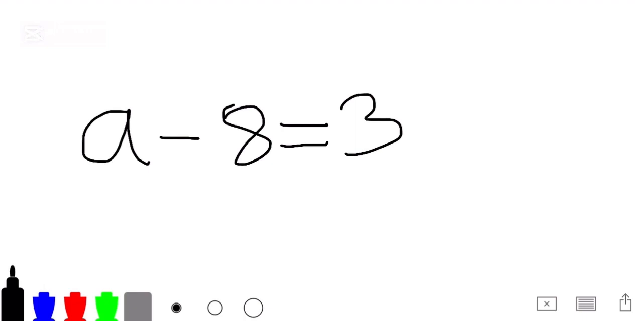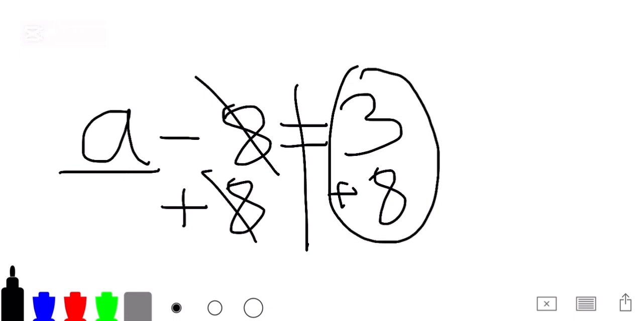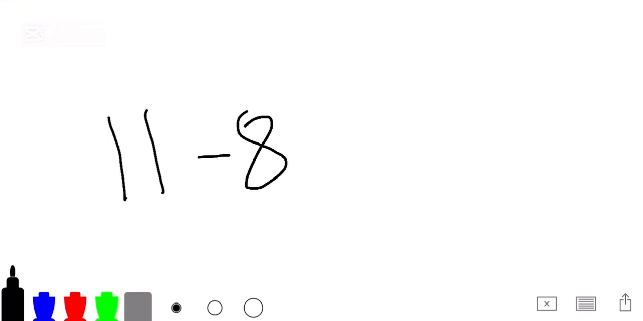Alright, so if you've done it, I'll teach you how to do it just to see if you got it right. So first of all, we want to isolate this variable. So in order to isolate that, we need to add 8. So whatever we do on this side, we must do to this side. Cancel these out. And so a equals whatever is on this side. So you can say a equals 11. We should double check. So we plug in 11 where a should be, have 3, and it does check out.